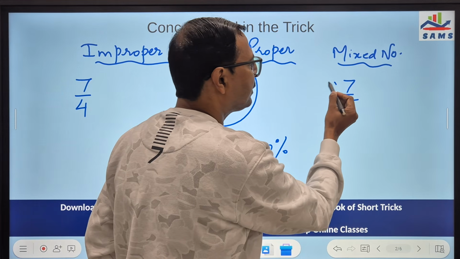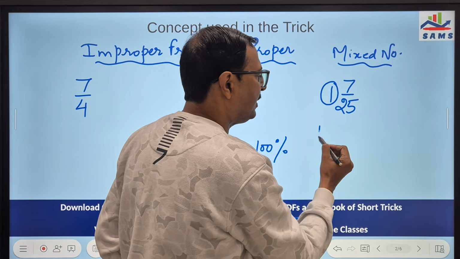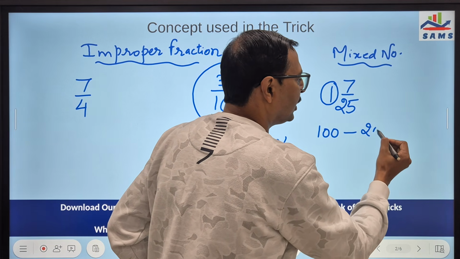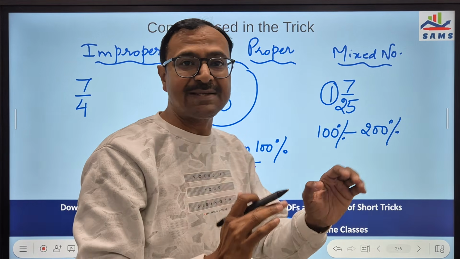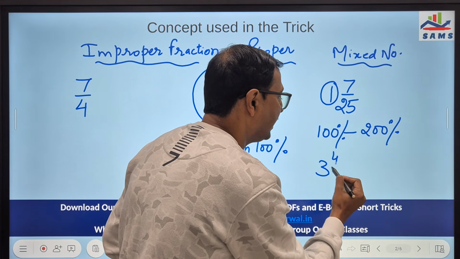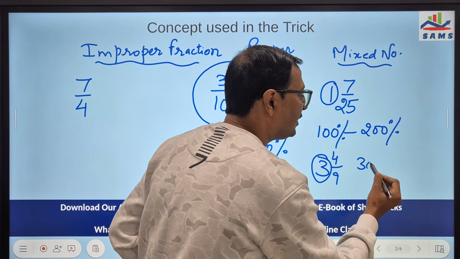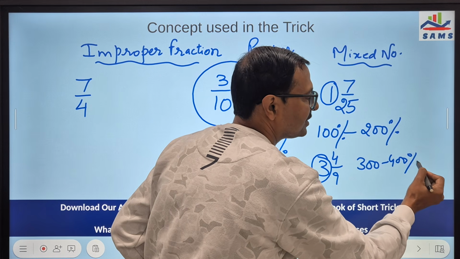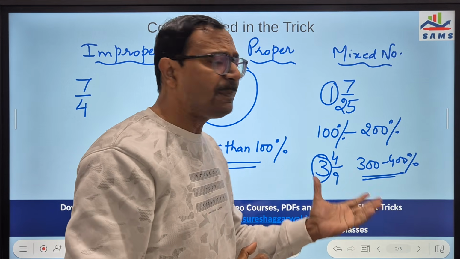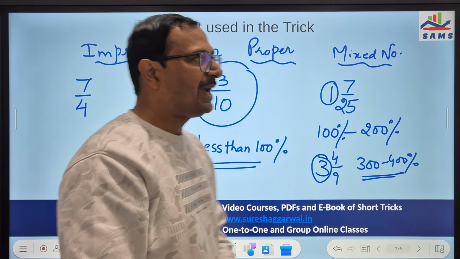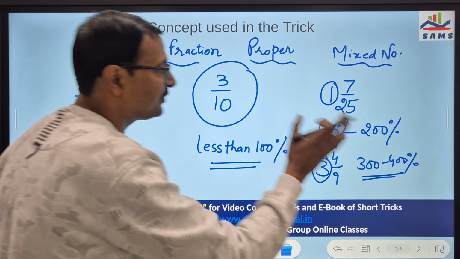In case of an improper fraction and a mixed number, you have one very slight variation. Like here the whole number part is 1, so this percentage will be between 100% to 200%. Had the mixed fraction been like say 3 and 4 by 9, this percentage would be between 300 to 400%, because the whole number is 3. That is again a very important observation, because you won't be making silly mistakes if you know these things. And finally this one, you can't tell between which two percentages this answer will lie.